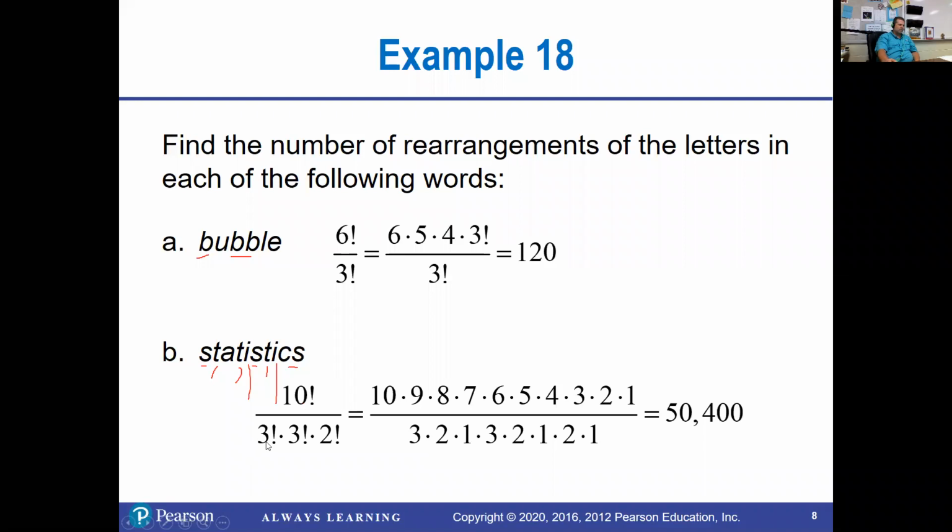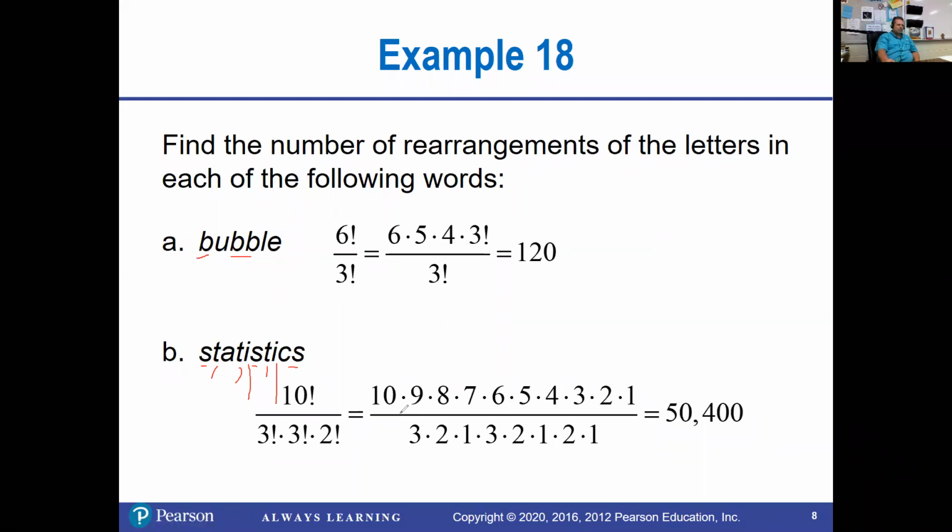Okay, statistics, there are 10 letters. There are 3 S's, 3 T's, and 2 I's. So it's 10 factorial, and then 3 factorial, 3 factorial, and 2 factorial. And if you don't happen to have a calculator, there is a shortcut to that. Okay, you can multiply this out.